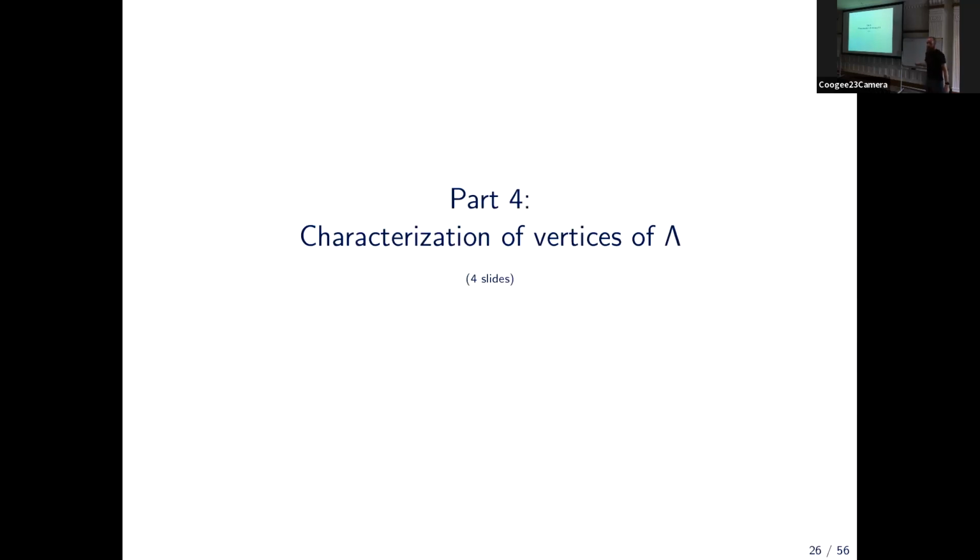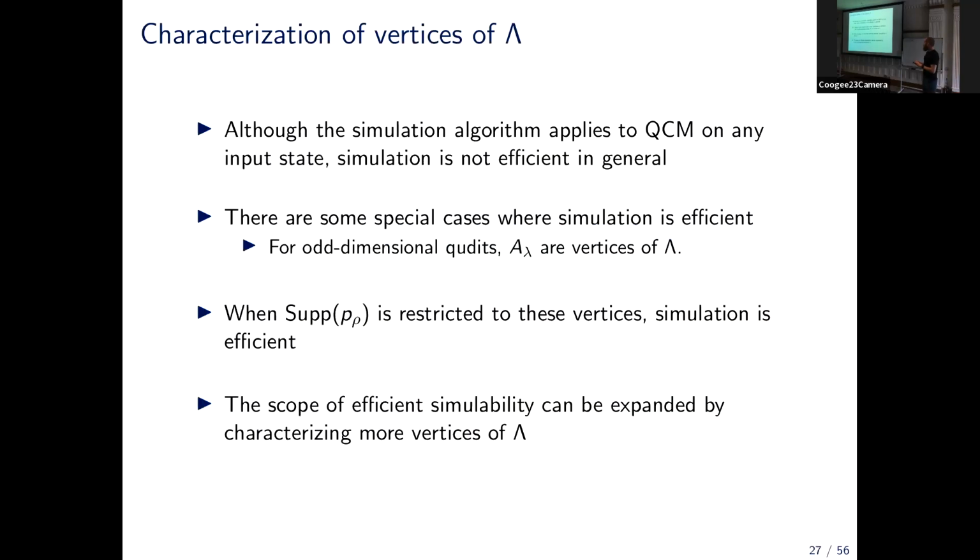This is part 4, characterization of the vertices of lambda. First, why do we want to characterize the vertices of the polytope lambda? We have this definition of the polytope in terms of the half space inequalities. It's not so simple to turn that into a representation in terms of the vertices. So although the simulation algorithm applies to QCM, quantum computation with magic states, on any input state, the simulation is not efficient in general because we don't have this guarantee of efficiently computable update rules under Clifford gates and Pauli measurements. But there are some special cases where simulation is efficient.